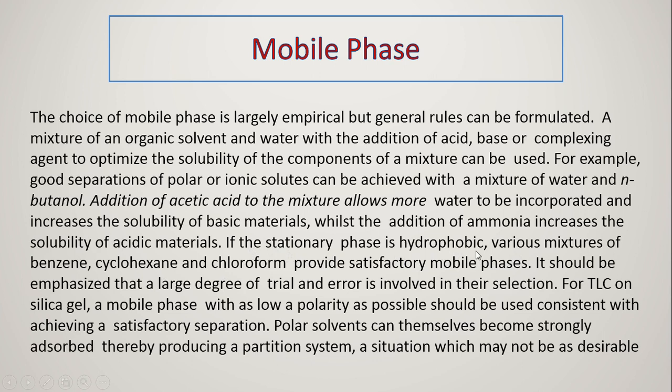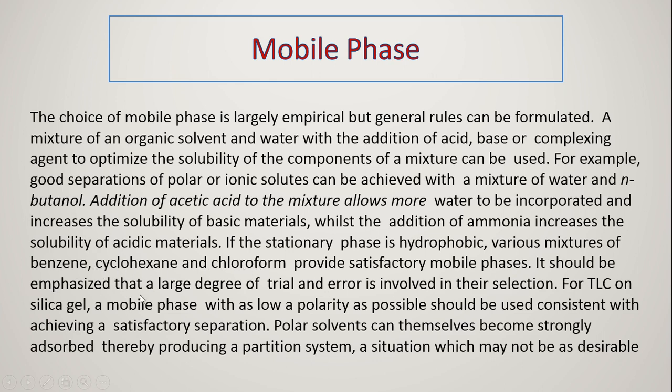If the stationary phase is hydrophobic, various mixtures of benzene, cyclohexane and chloroform provide satisfactory mobile phase. If stationary phase is hydrophobic, then our used mobile phase could also be of hydrophobic nature with varying polarity, like chloroform has more polar nature than benzene or cyclohexane. So some type of organic molecules which have non-polar and very less polar natures, they can be separated using this type of mobile phase combination or mixture.